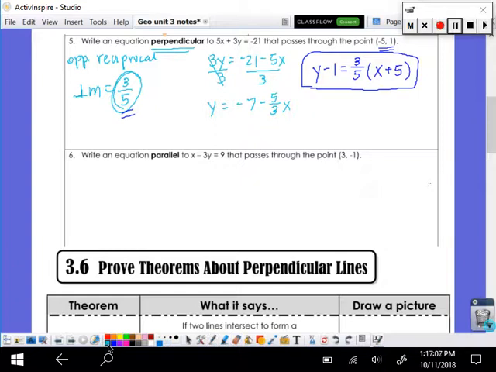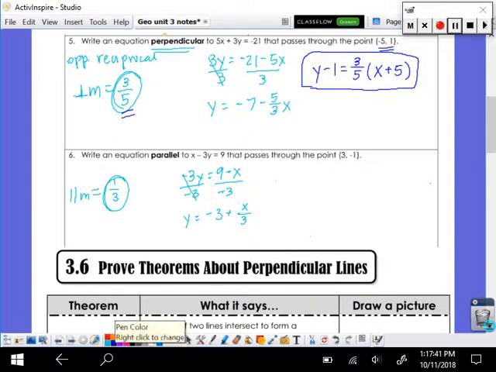Okay, next one we want an equation parallel, so I need the same slope. So parallel slope, let's solve for y. Negative 3y equals 9 minus x divided by negative 3. Y equals negative 3. Negative divided by negative is plus x over 3. So my slope, my parallel slope, going to be the same. My slope here is 1/3. So parallel slope will be 1/3 using the point we're given. Y minus -1 equals 1/3 x minus 3.